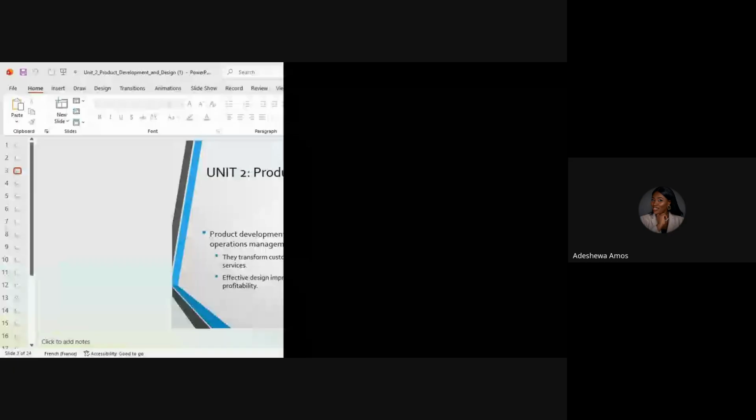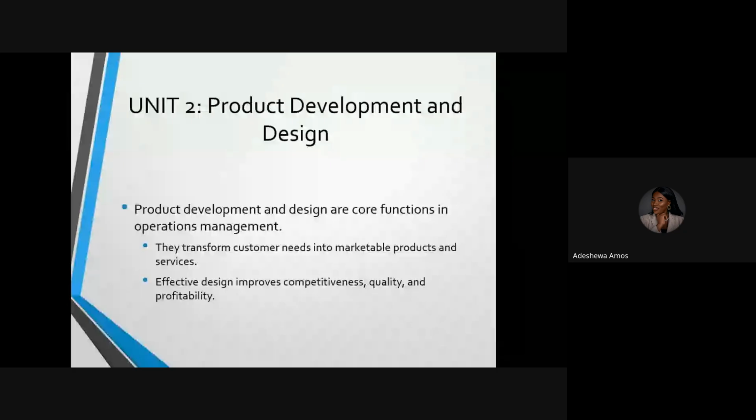So when we talk about product development and design, okay, they are the core functions in operations management, meaning that there is no way you can talk about operations management without talking about what product development is or what product designs are. Or there is no way you can claim that you are an operation manager and you do not do product development or you do not do product design. So they are not just the core functions in operations management. They transform customer needs into marketable products and services.